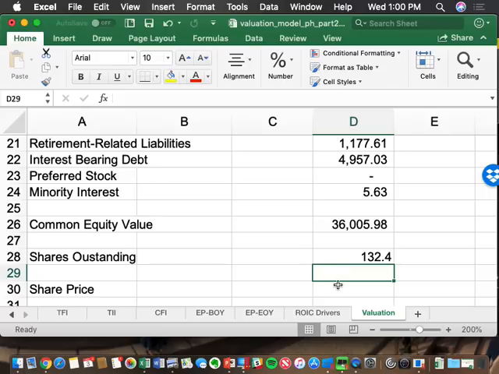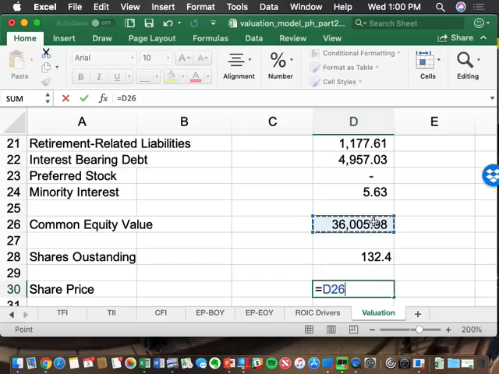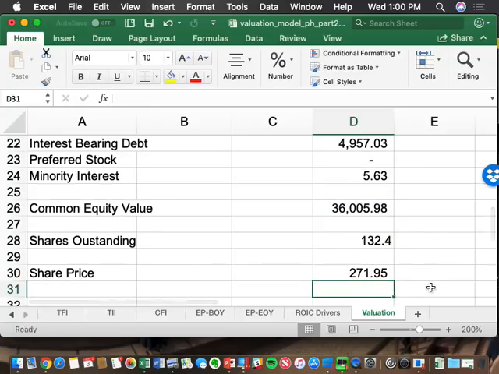Okay, so given this, if I take the common equity value and I divide by the shares outstanding, model share price, $271.95 per share. Okay, so very quickly, what we've done is we've taken our cash flow forecast and we've turned it into a valuation, specifically an enterprise DCF valuation, giving us a forecasted share price, $271.95. Okay, questions about how we got here?